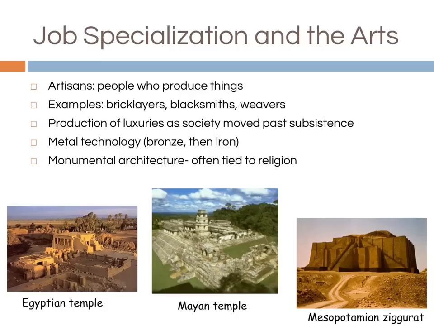We also have the development of metal technology. Bronze is the first major metal to be developed into different products. Bronze is a mixture of metals. And then later people transitioned to iron, which was harder and more durable. Again, with the arts, monumental architecture was often tied to religion, so we see here different temples throughout the world. These large structures were generally organized by the government for a religious purpose.